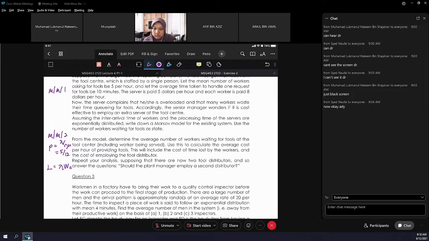The formula for L is R to the power C, rho, pi naught, divided by C factorial, in brackets, 1 minus rho, squared. Which model are you referring to? MMC. So for your L, you just substitute your C equal to 2. What should you get? Hold on, I'll calculate it. Everyone, please do the same. Try and calculate the value of L by substituting into the formula.